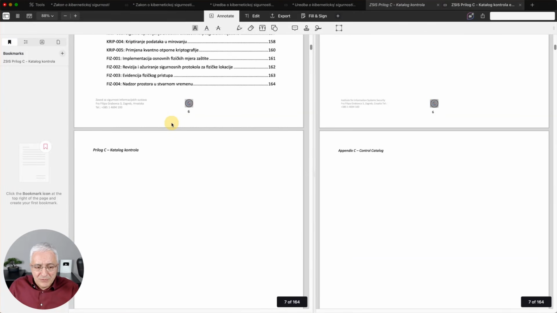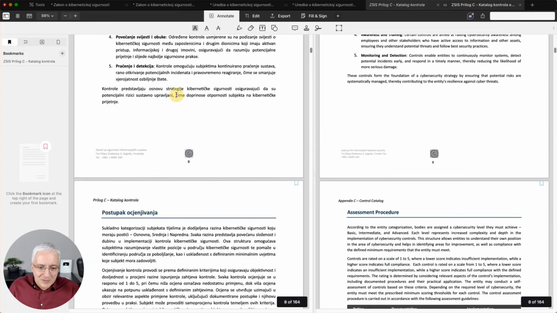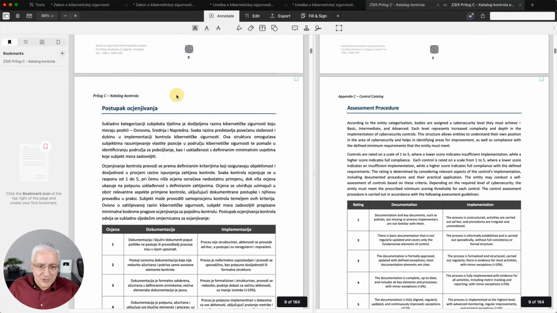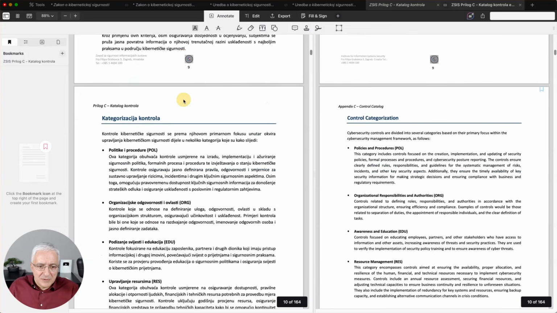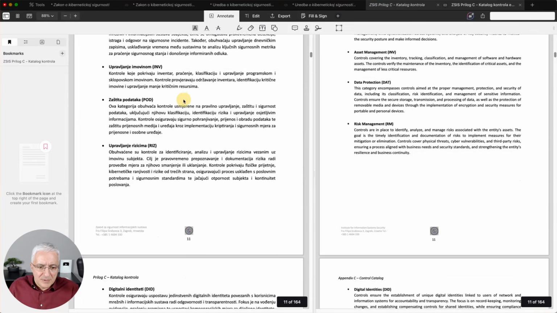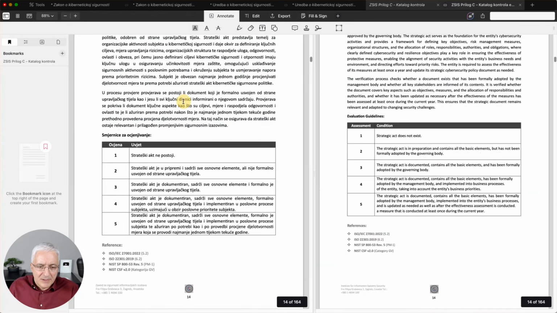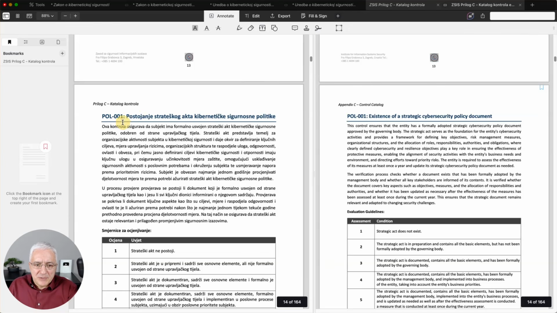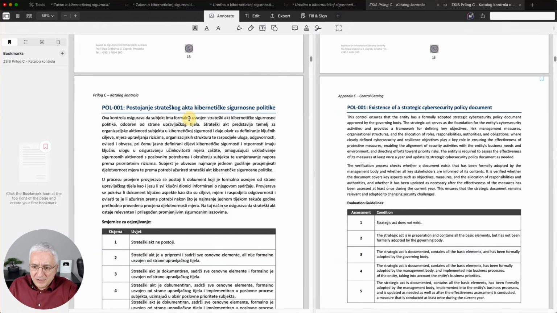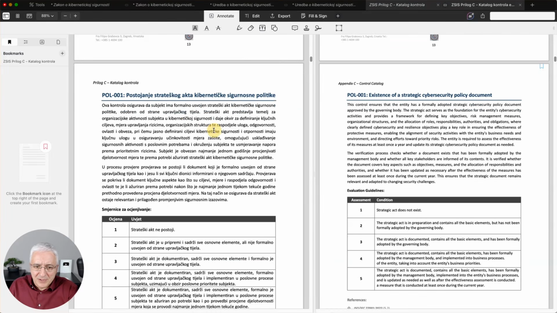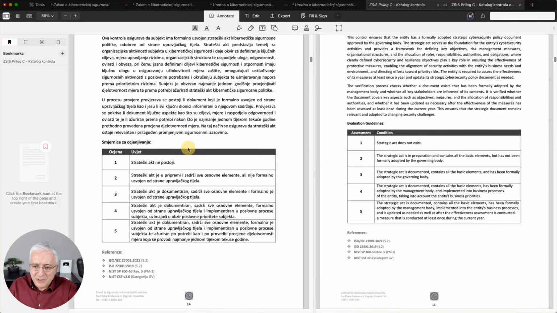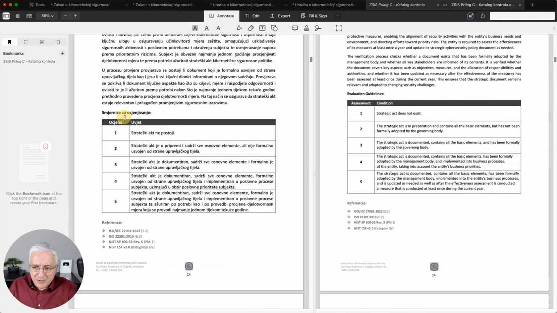Of course, today I'm not going to go through all of these. It would be a very lengthy video. In any way, let me just show you one of these for you to get a feeling. So let me browse through and see where is the first control. Okay, here it goes. The first one is existence of strategic cybersecurity policy document. And here you have a description of what this should be. And you also have these evaluation guidelines.